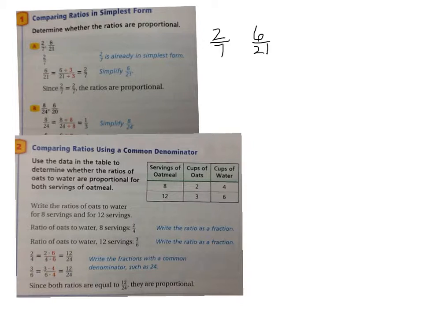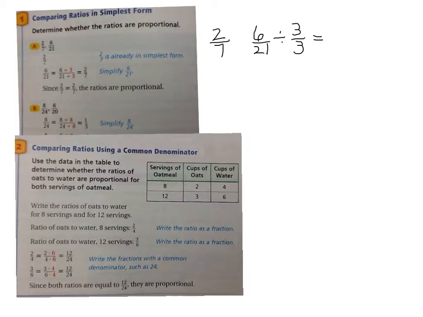Okay, so one way to do this is you can simplify your ratios so that they're in simplest form and then compare your simplest form. So is 2 to 7 already in simplest form? Yes, it is. Is 6 to 21 in simplest form? No, it's not. What do they share? 3.